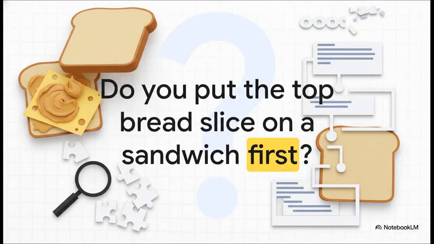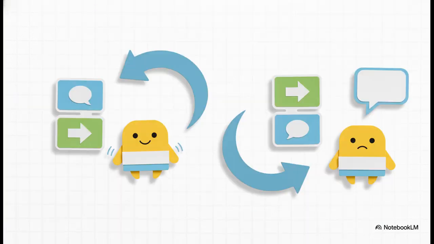Let's think about order for a minute. If you were making a delicious sandwich, would you put the top slice of bread on before you put on all the yummy stuff in the middle? Of course not. That would be a silly, messy sandwich. You have to follow the steps in the right order. Well, code is exactly the same. If your blocks are in the wrong order, your program might do something totally wacky.